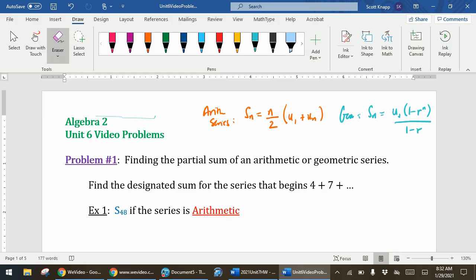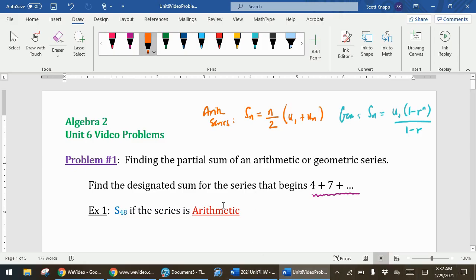Okay, now partial sum, think about what the word partial means. It means part of. Because series can go on forever. We see this series starts as 4 plus 7, and the dot dot dot means it goes on forever. Partial means we're going to stop at some point, and that point is going to be based on what they ask us to do. So let's look here at example 1.